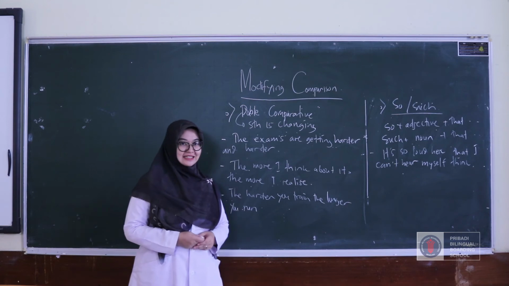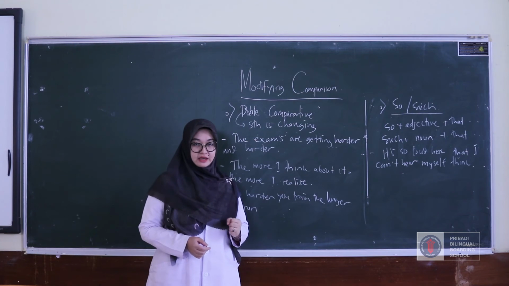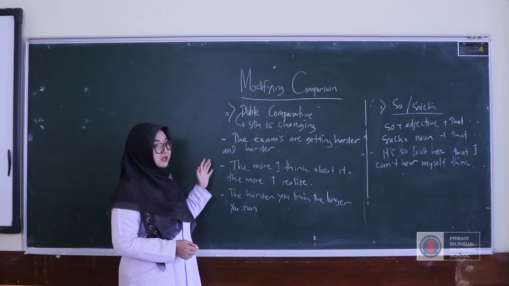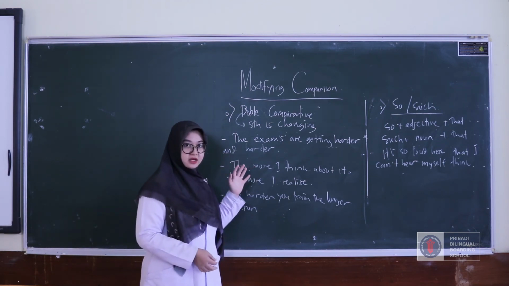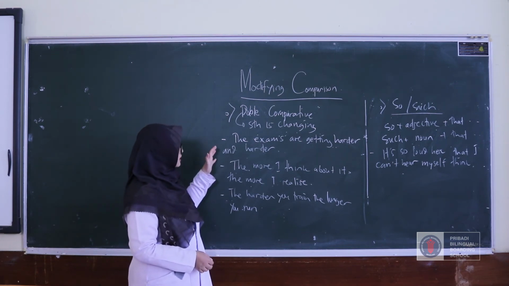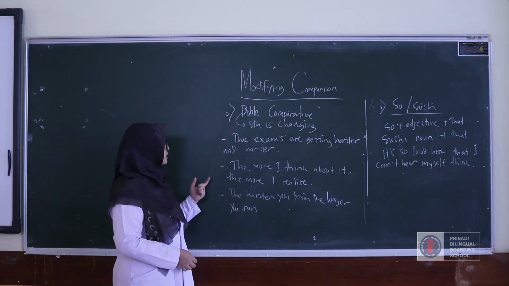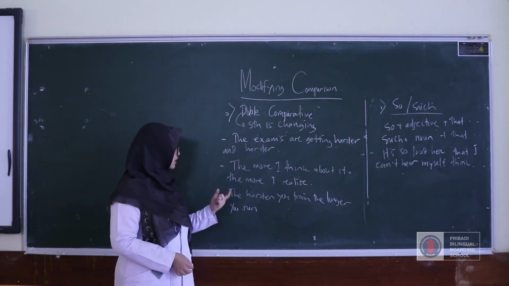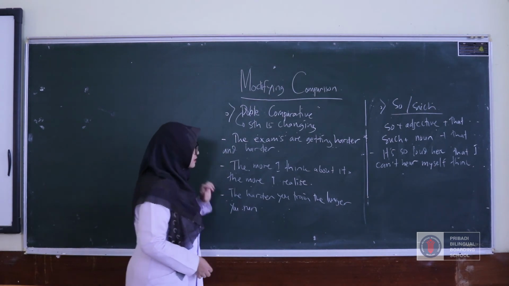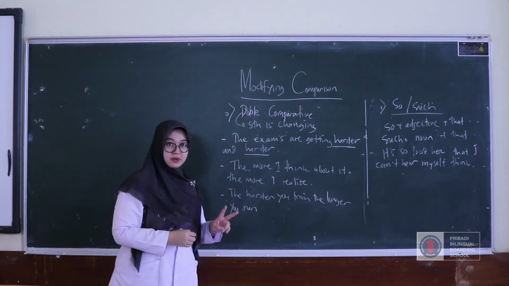Okay, the next is how to use the double comparative in modifying the comparison. Okay, so this is the repeated comparative. We use the double comparative in one sentence, just to show that something is changing. Okay, so for example, the exams are getting harder and harder. Okay, so you mention harder two times. Okay, so you use the double comparative.